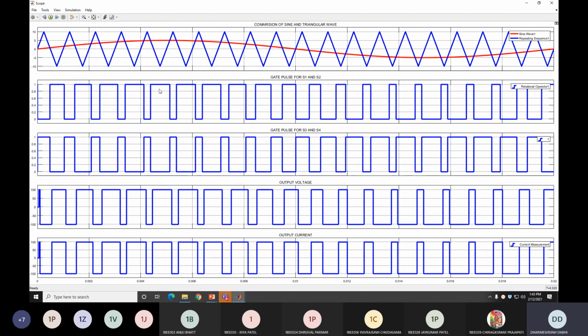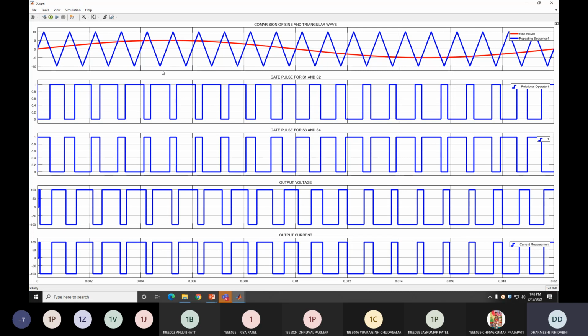So the width of the gate pulse will increase. Yes or no? Yes, sir. As the width of the gate pulse increases, the width of the output voltage pulse increases. It means you get more voltage, and more voltage means more power. Clear? But at the same time, what will happen in the case where the peak is very lower than the peak of the triangle wave? The number of pulses decreases, so the harmonics also increase. Clear?